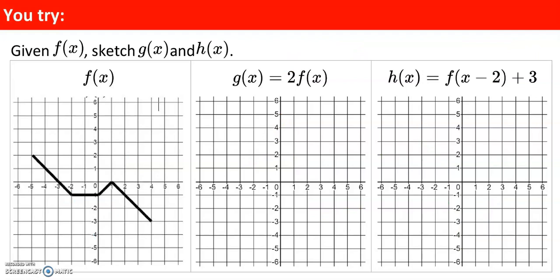Okay, this one is for you to try. It's a different function f of x, notice. Why don't you see if you can make these sketches, give it a shot, and when you think you've got it sorted out, hit play and give yourself some feedback.